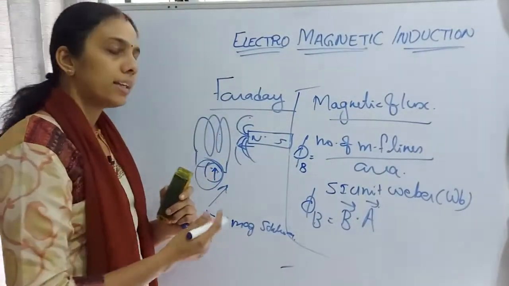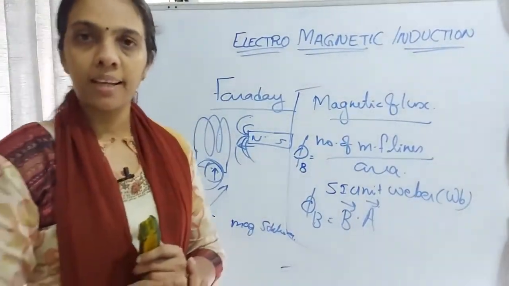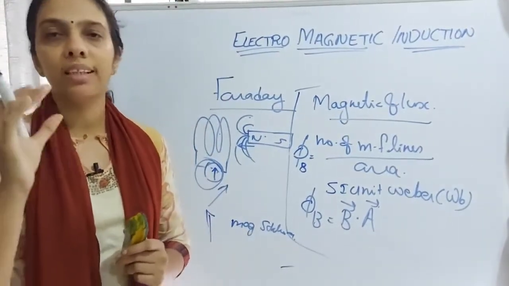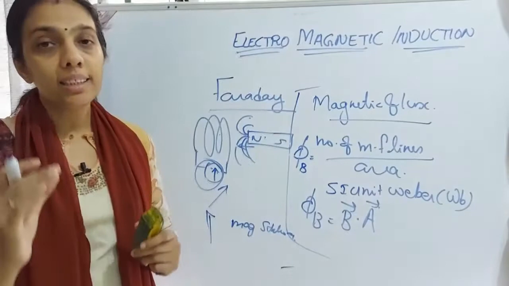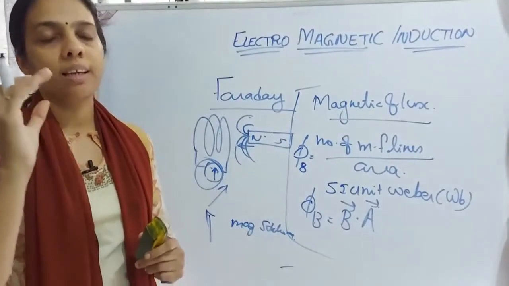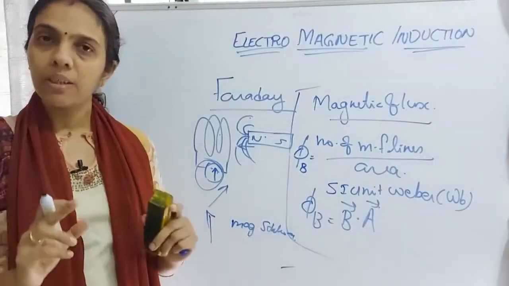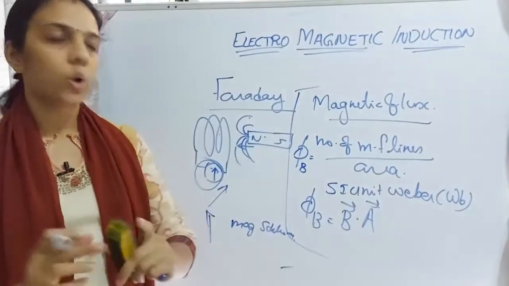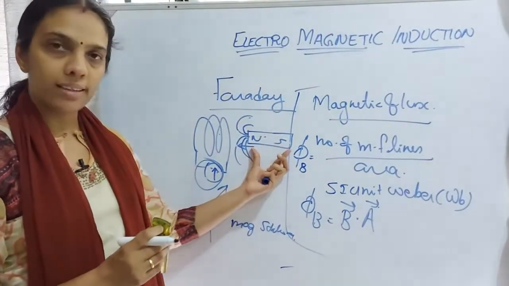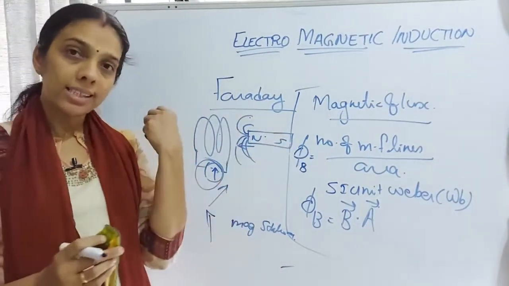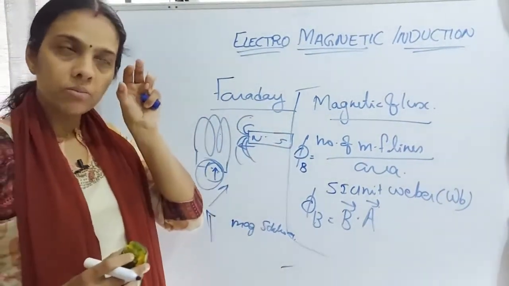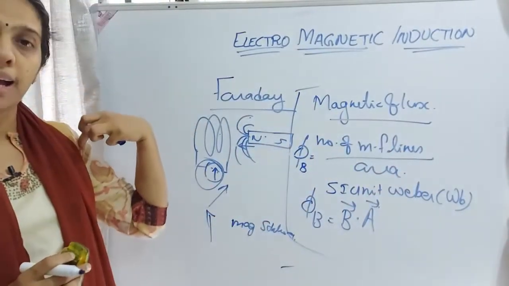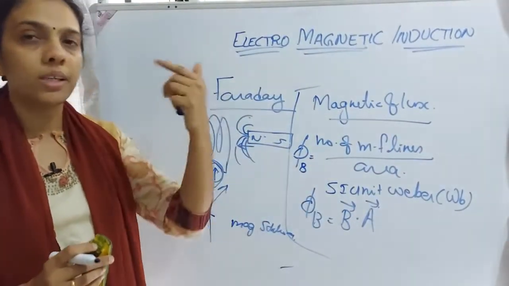Okay, so Faraday's first law states that whenever there is a change in magnetic flux linked with the circuit, an EMF is induced in the circuit. Whenever there is a change in magnetic flux linked with the coil. See, this is the magnet, right? When we are moving the magnet towards the coil or taking it out of the coil, an EMF is induced in the circuit.